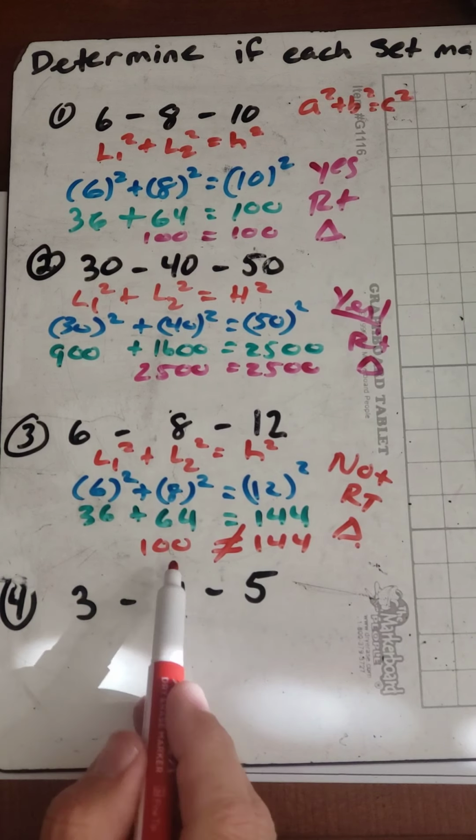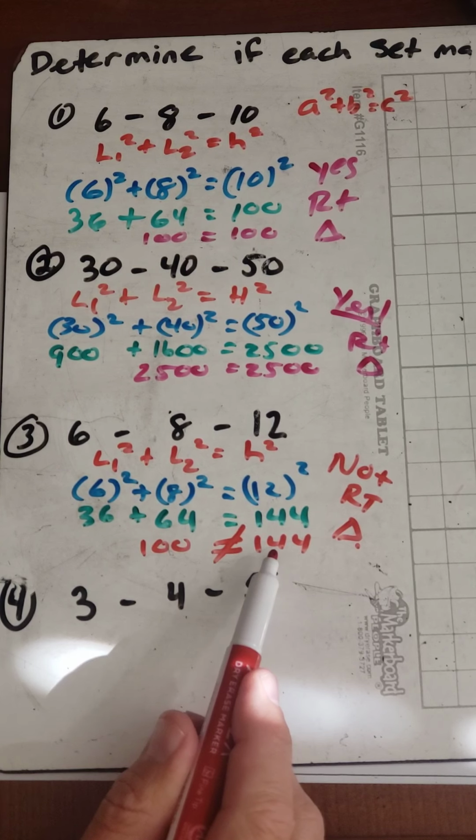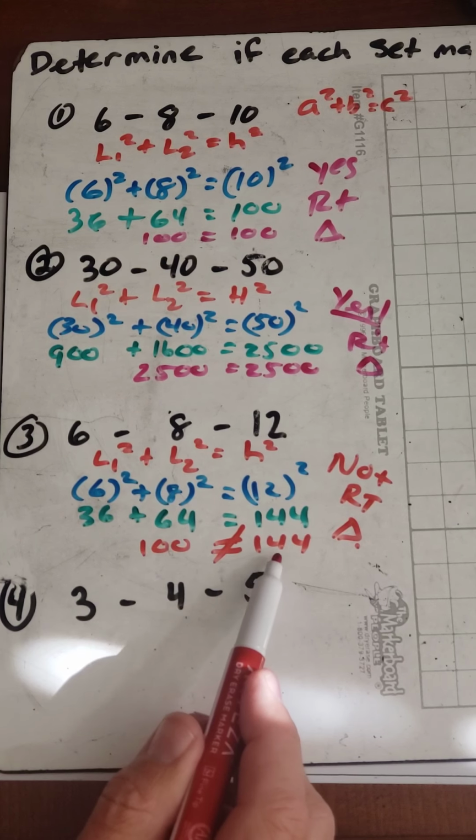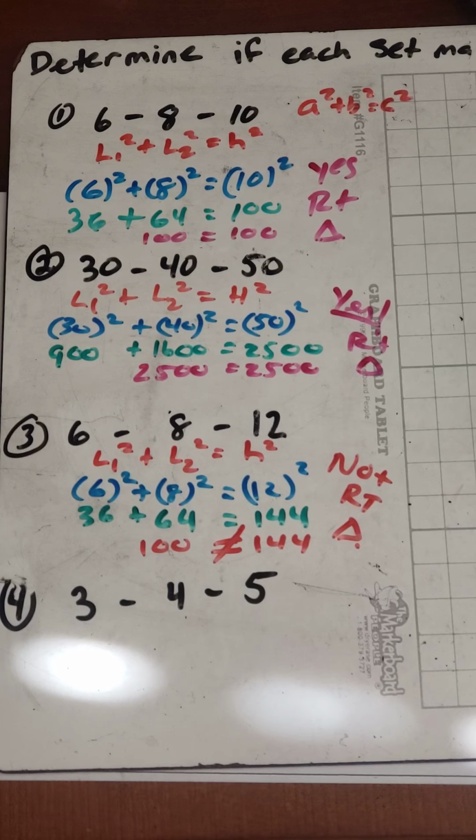Okay, so the left side does not equal the right side. So not all of them work, but the left side does not equal the right side. Therefore, it's not going to be a right triangle. Okay, so we'll pause here for a moment and take a look. So we had this one was 6, 8, and 10 did make a right triangle. Then we had 30, 40, and 50 also made a right triangle. And then we had 6, 8, and 12, and those did not make a right triangle.